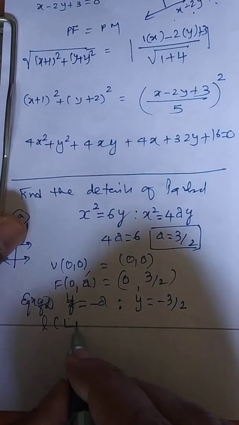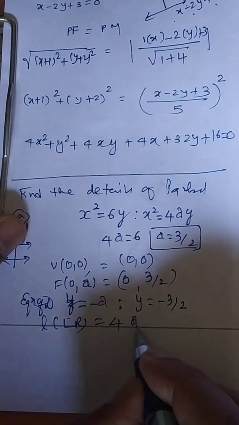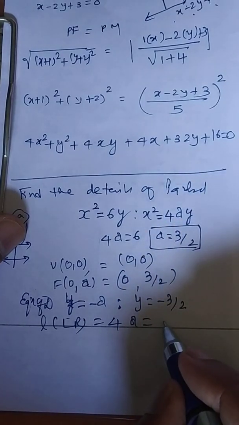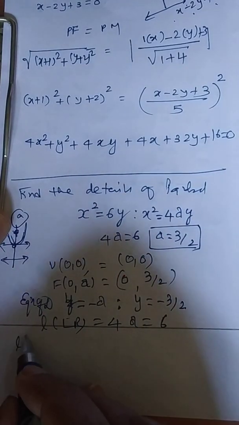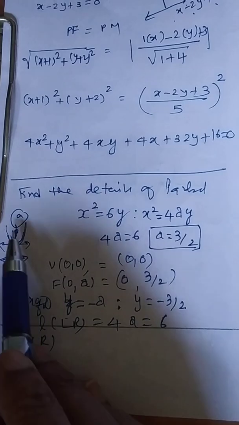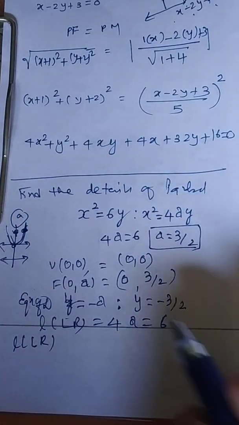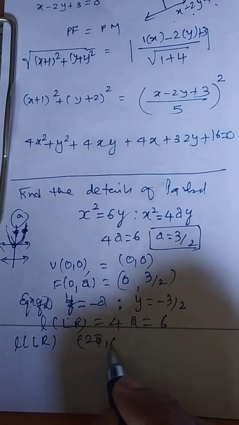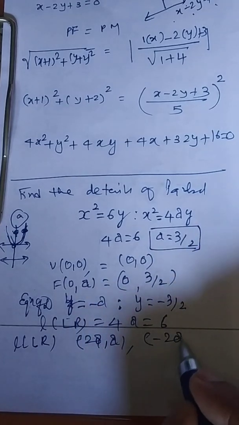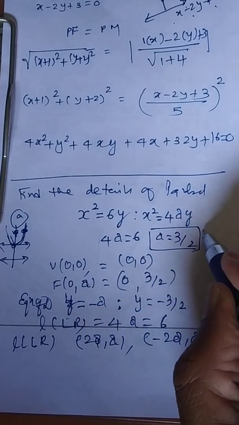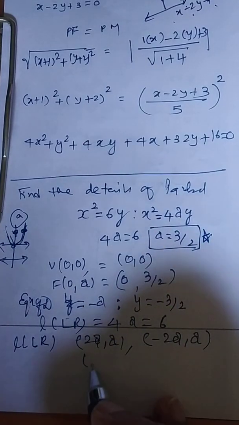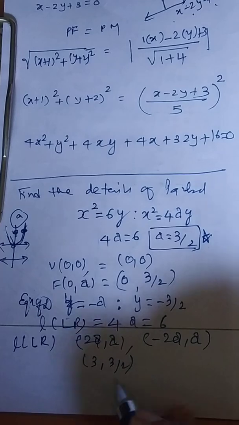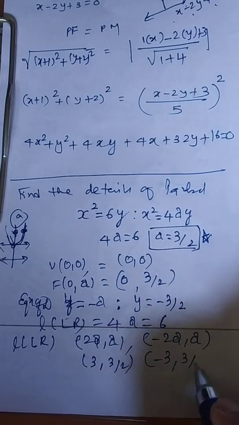Length of latus rectum. Suppose I am asking, then 4a. A is known to you. You can put a as 3 by 2, so 6. Are you following? Getting this point? Can anyone recall the ends of the latus rectum? Here what was the point? Something comma a, correct? (2a, a) and (minus 2a, a). A is the important thing. Now this will be (3, 3 by 2). Here it is (minus 3, 3 by 2).